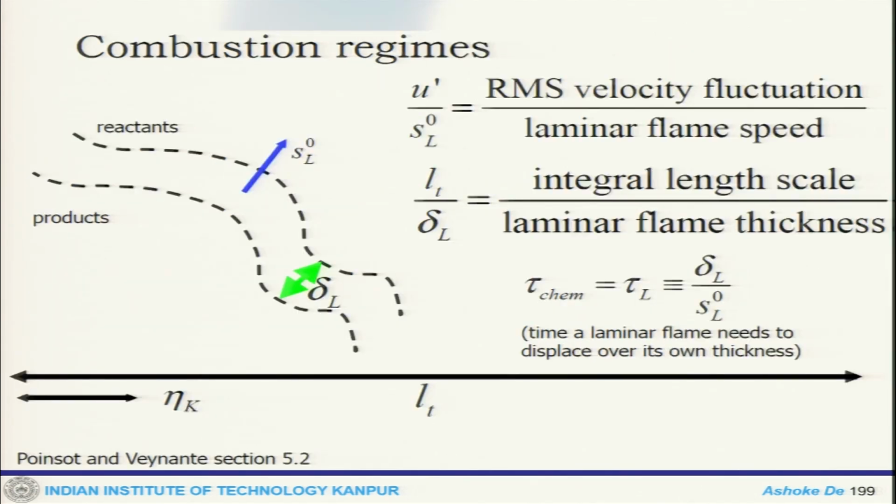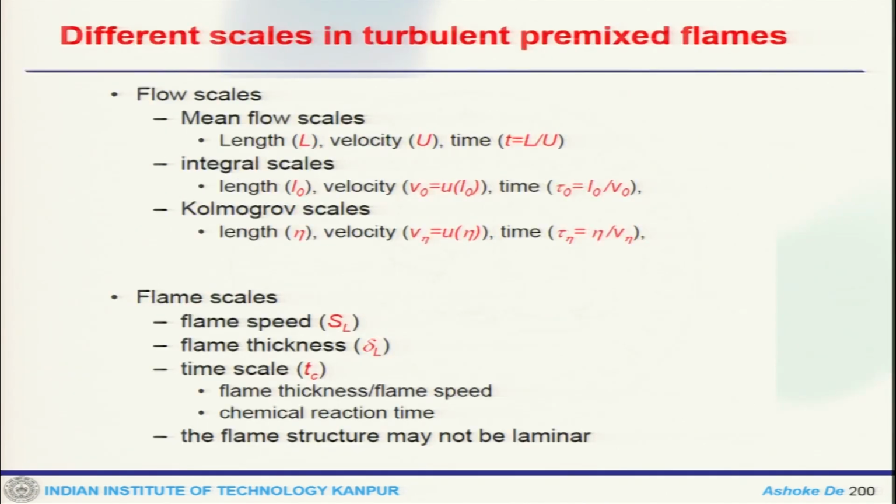Now, typically for the premixed flame there are different regimes. If you look at a simple flame front, with reactant on this side and product on this side, this is our laminar burning velocity, and this is the flame thickness. So, U prime by SL is our RMS velocity fluctuation, and LT by delta L is the integral length scale over the flame thickness. So, this is our tau k, or tau L, would be like that, and the chemical time scale would be like this. So, there are some other scales.